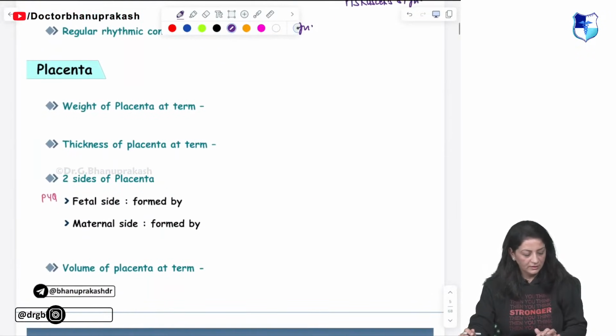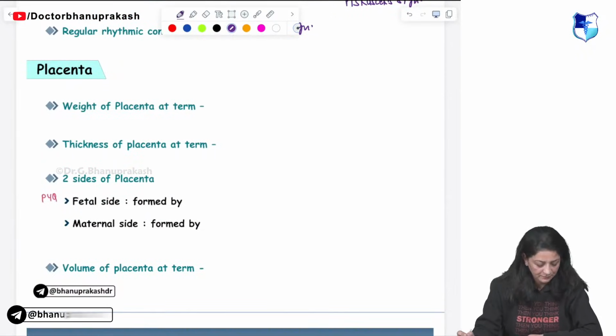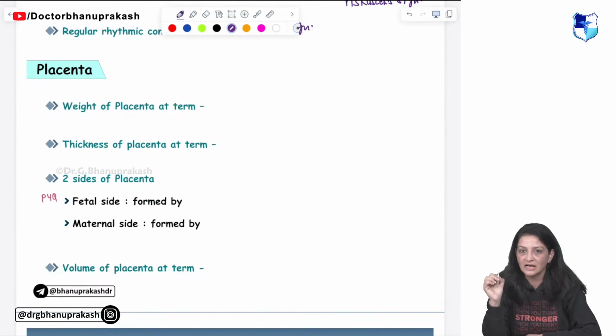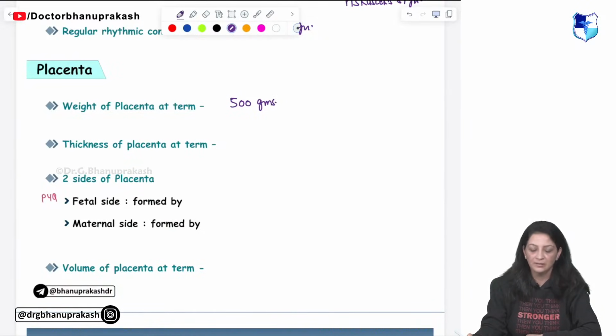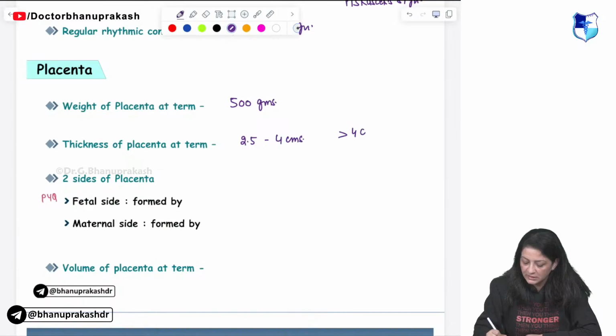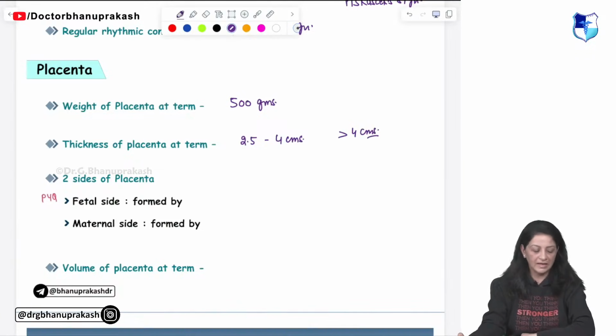Now, moving toward the next topic, that is the placenta. The placenta is discoid, disc-like, hemochorial and deciduate. It sheds after delivery. The weight of the placenta at term is around 500 grams. The thickness of the placenta is around 2.5 to 4 centimeters. If the thickness is more than 4 centimeters, this is called placentomegaly.